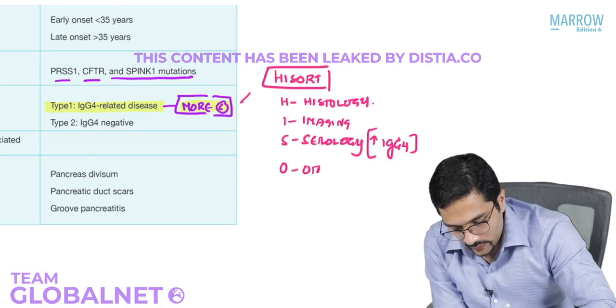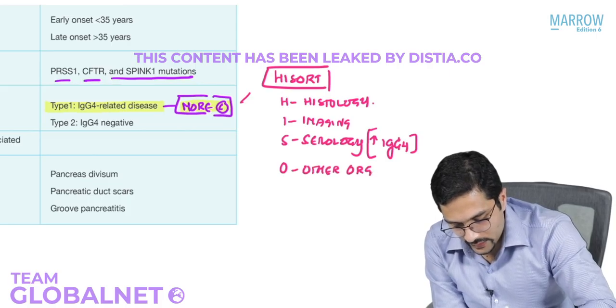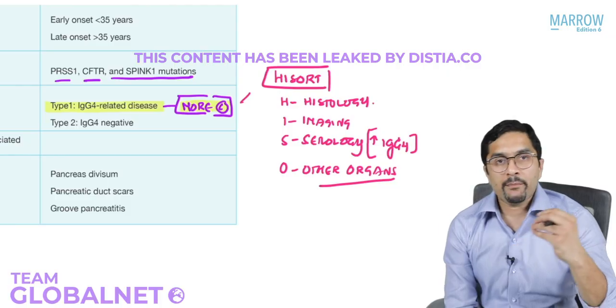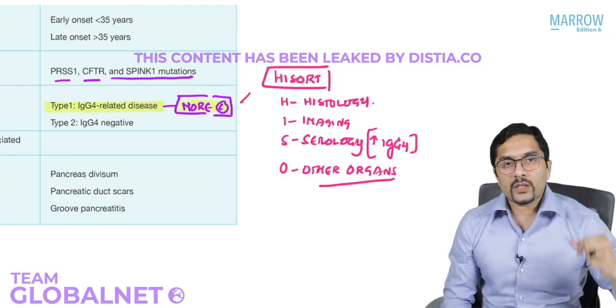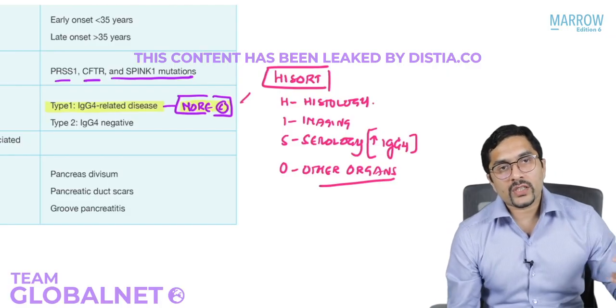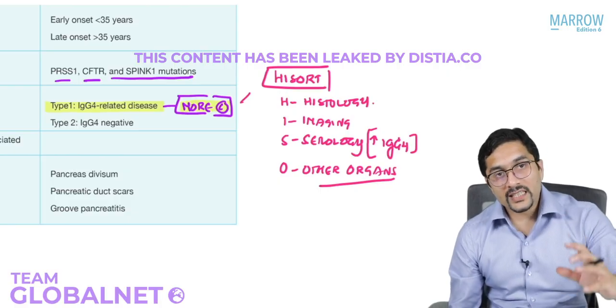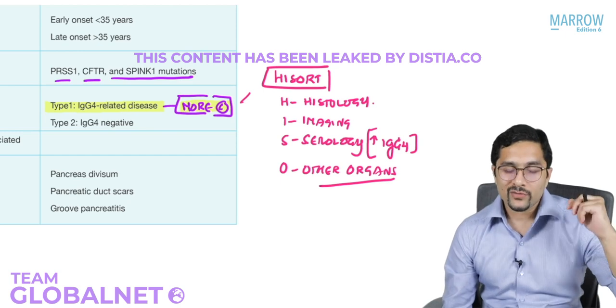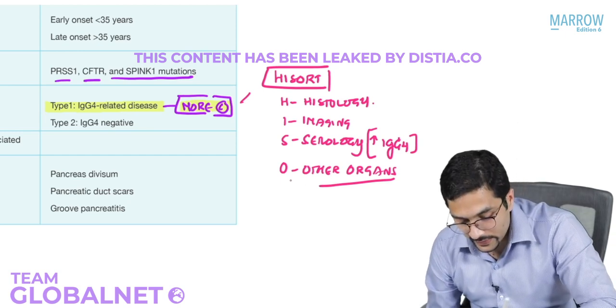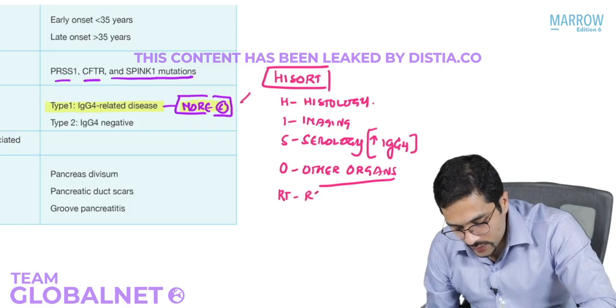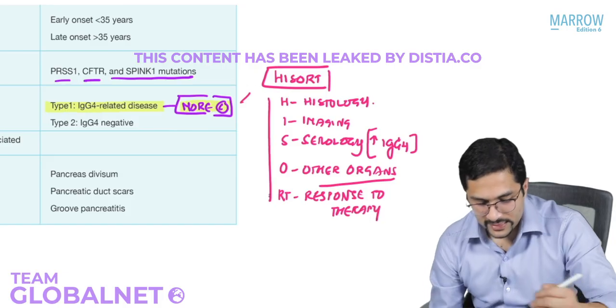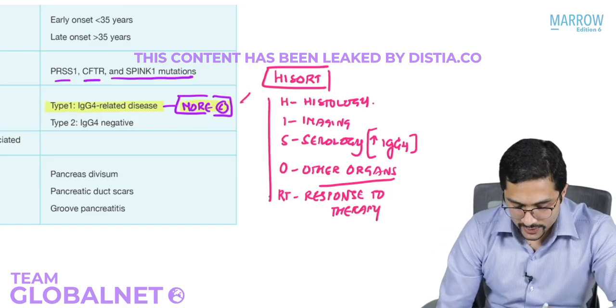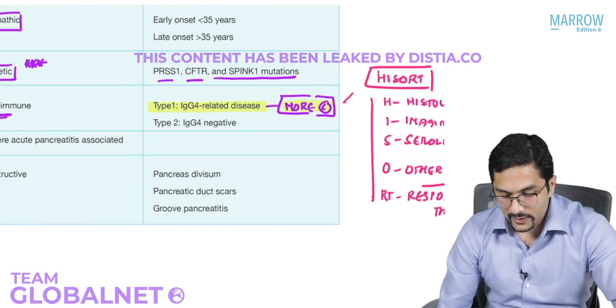O is other organs. I just told you Riedel's thyroiditis, Peyronie's disease, retroperitoneal fibrosis, Dupuytren's contracture. If these are also involved, it strengthens the diagnosis of IgG4-induced pancreatitis. And RT is response to steroids, or response to therapy. So this is the HISORt criteria which is used to diagnose patients with autoimmune pancreatitis.